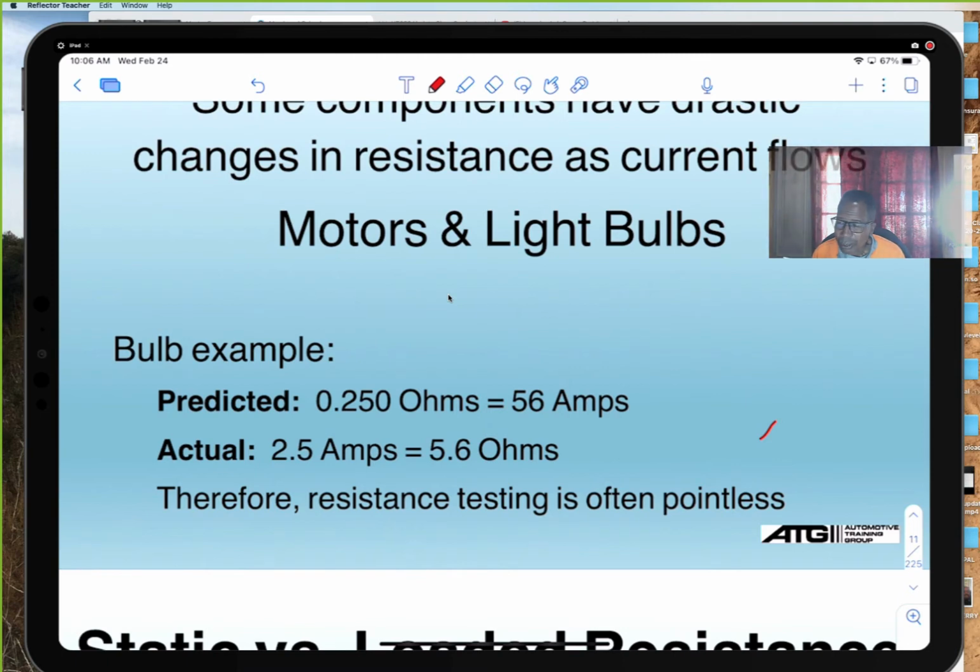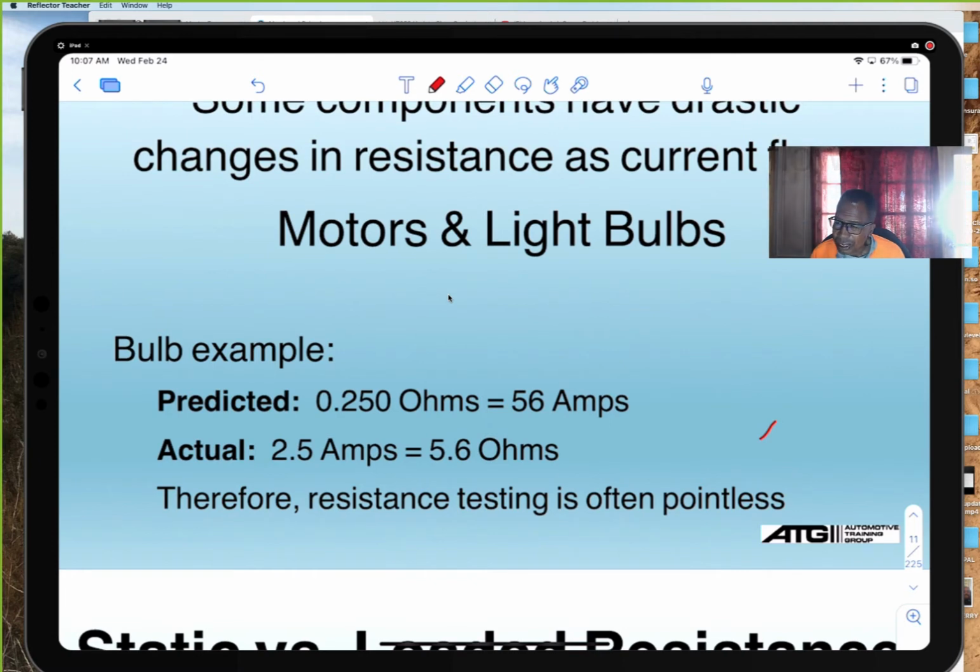And I ohmed out the coils, and the coil was good. Ohmed out good, but the car kept cutting out. And the reason why, to make a long story short, was that there was no current running through the coil when I was checking it.